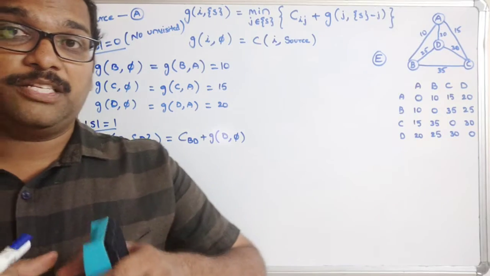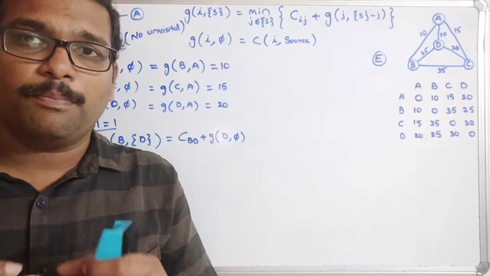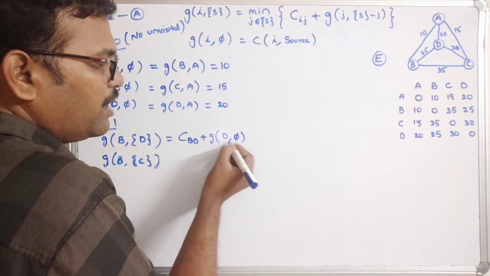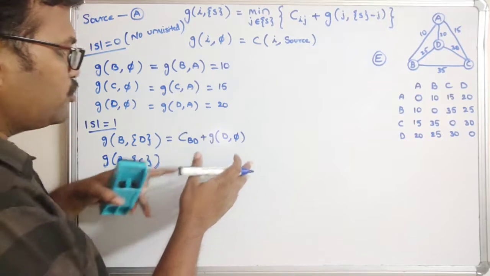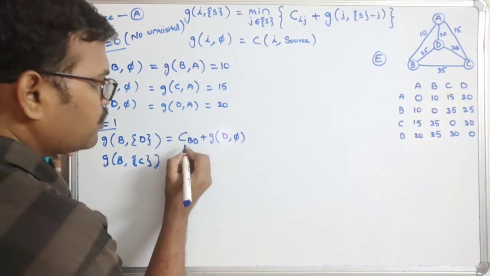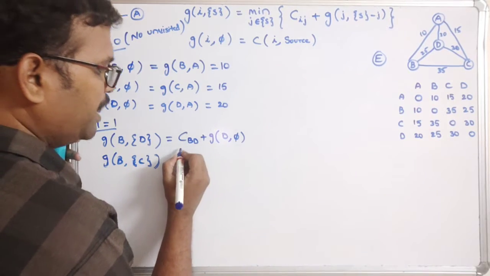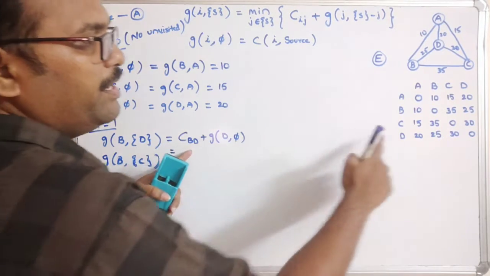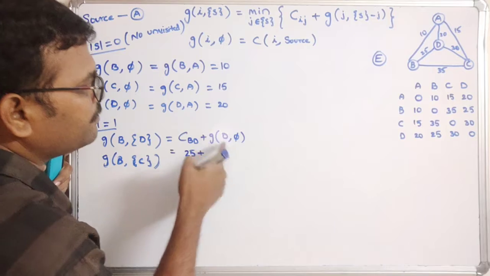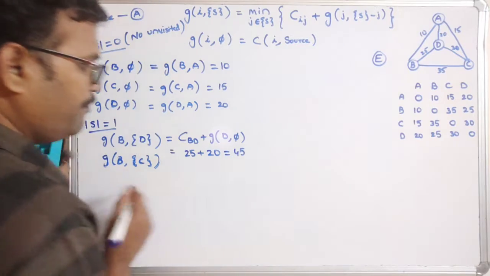So you can see what we have done in dynamic programming. We are dividing the complex problem into subproblems, calculating each subproblem, and storing it in memory. So here G of D comma 5, we need not recompute it. Already we have computed it. D comma 5 is this one, so obviously we can get the value from here. So C, B, D plus G of D comma 5, which means the cost of B and D, it's 25, plus 20, D comma 5, which is 45.